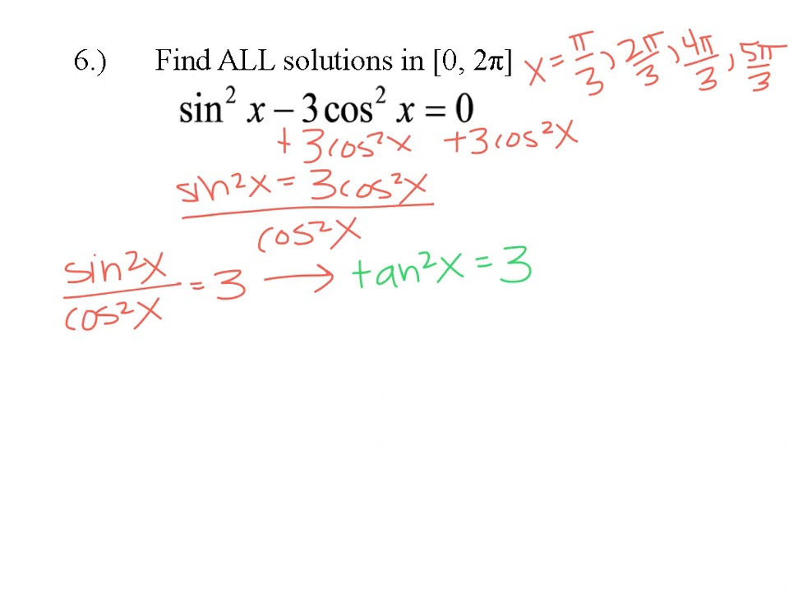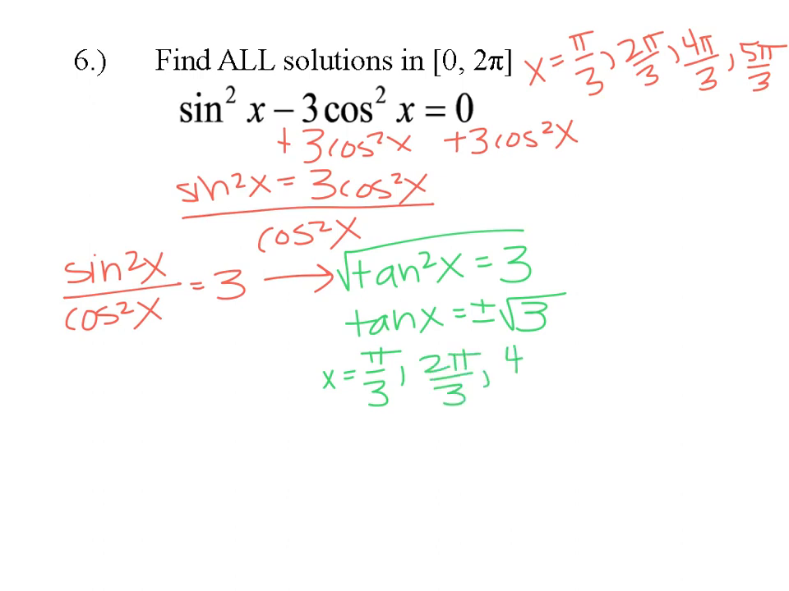Now, just like with if we had x squared equals 3, tangent squared of x equals 3, we're going to take the square root of both sides. So we get tangent of x equals plus or minus square root 3. Now we just have to think, okay, where on the unit circle is tangent equal to positive root 3 and where is it equal to negative root 3? Well, that happens every time you have a pi over 3 term. So pi over 3, 2 pi over 3, 4 pi over 3, and 5 pi over 3.